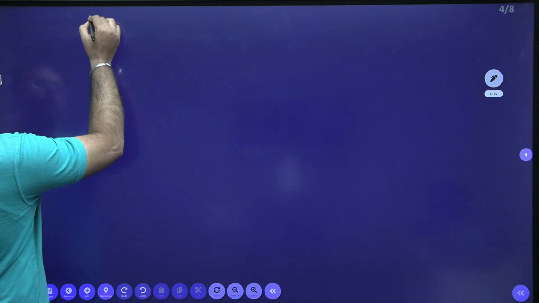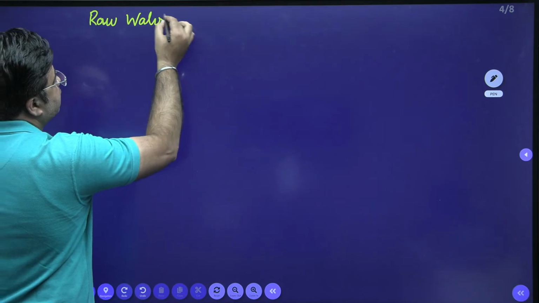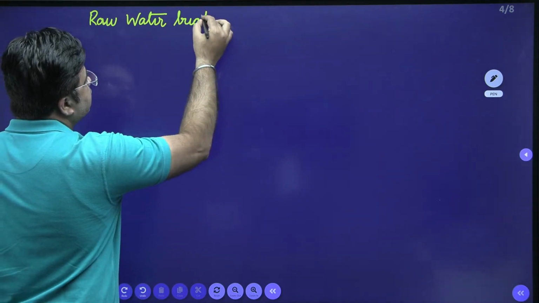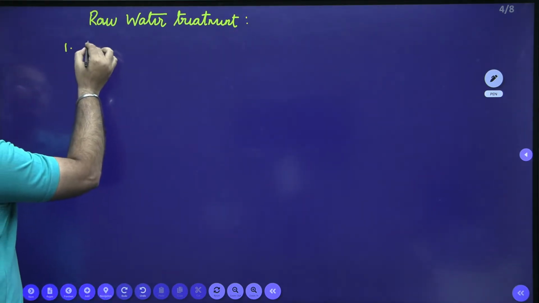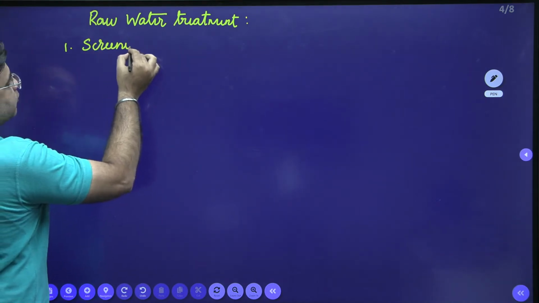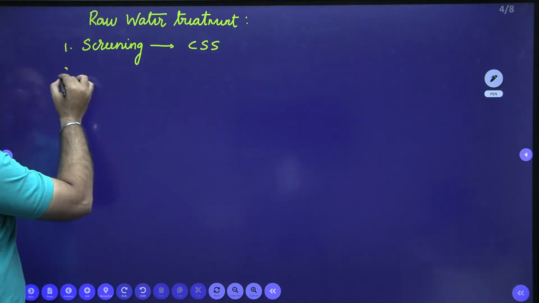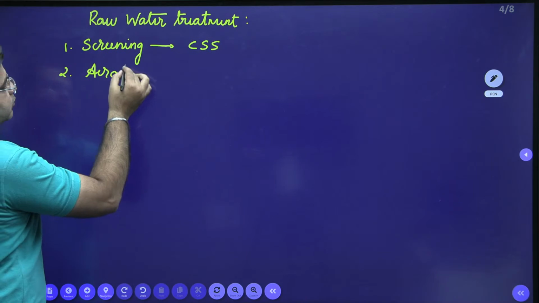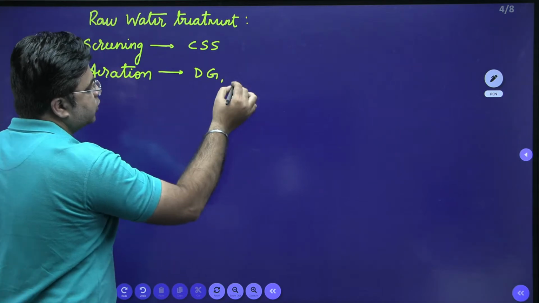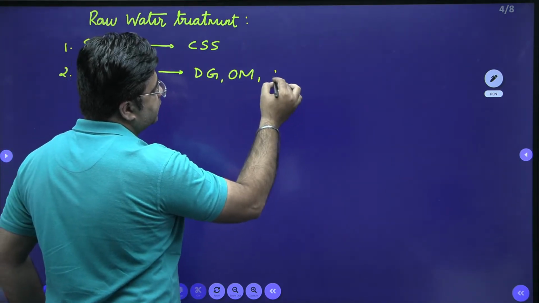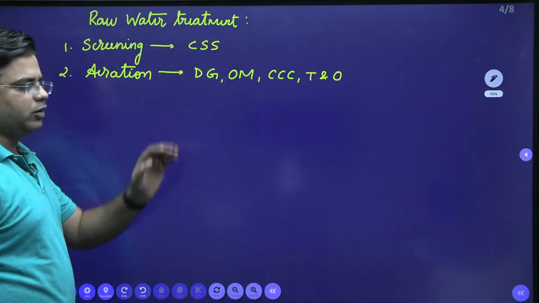So when I talk about raw water treatment, the first is screening, which removes coarse suspended solids. Then the second mechanism is aeration. Aeration basically removes all the dissolved gases, it removes organic matter, it removes color causing compounds, and it also removes taste and odor, right? So aeration removes a lot of things.